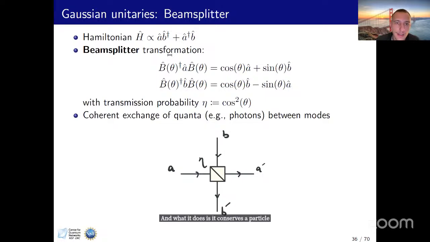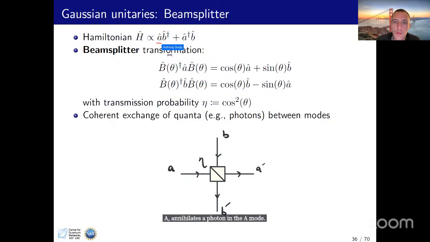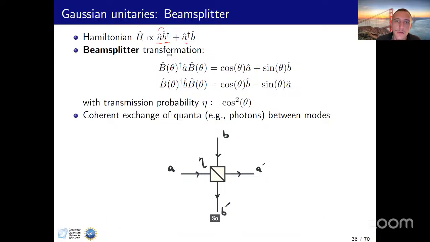The reason it does this is that if you just look at the interactions, a annihilates a photon in the A mode, but b dagger creates a photon in the B mode. So basically, you have a photon in A leaving A and then going to B. Likewise, the inverse process is also there: B losing a photon and going to A. So it's basically two modes swapping quanta.